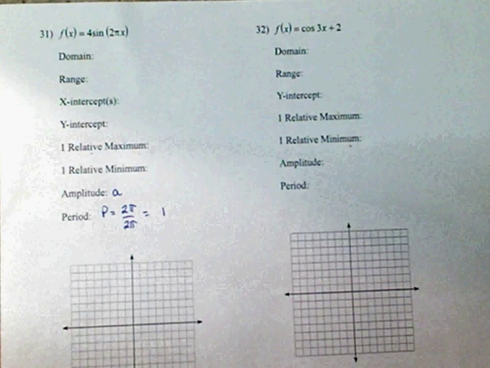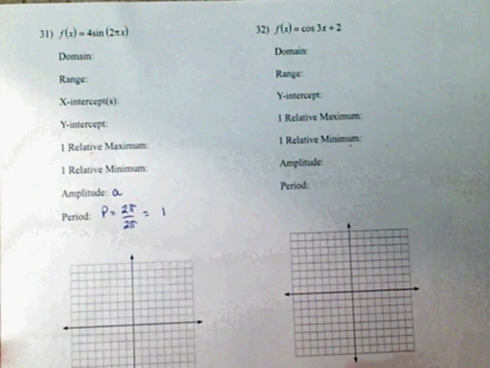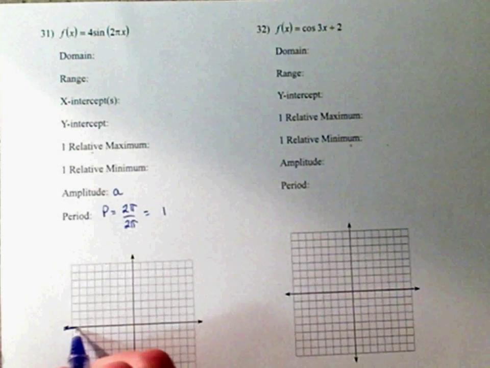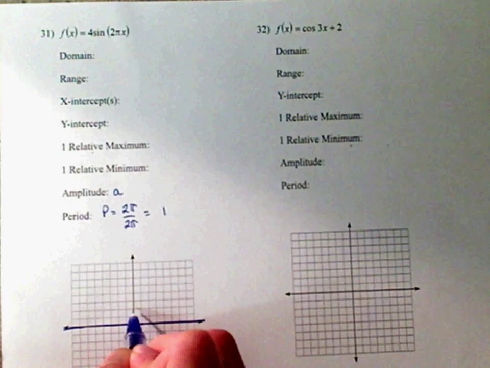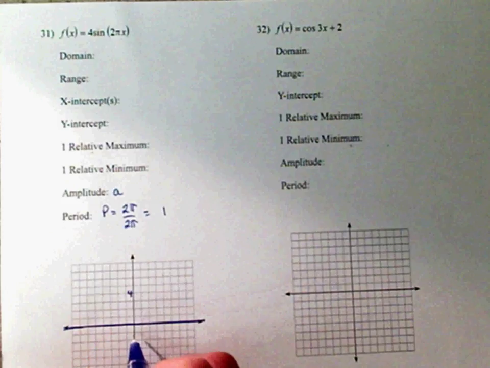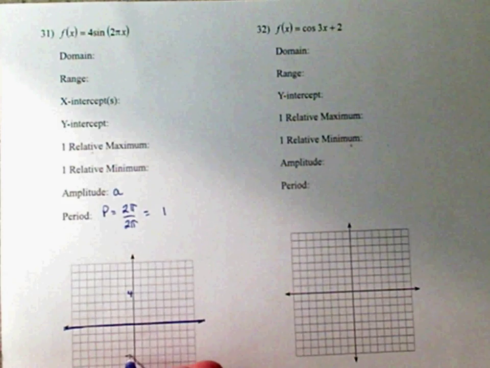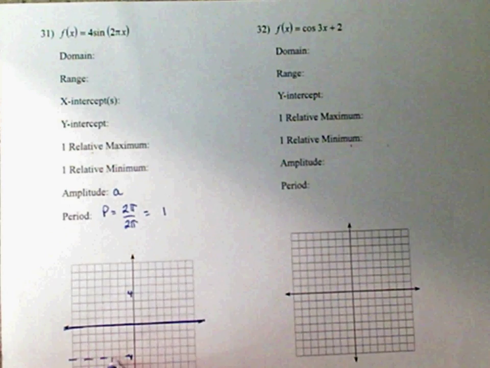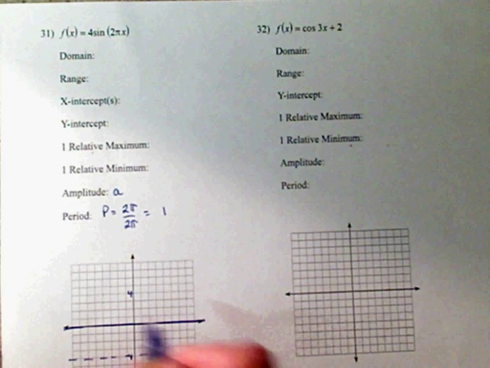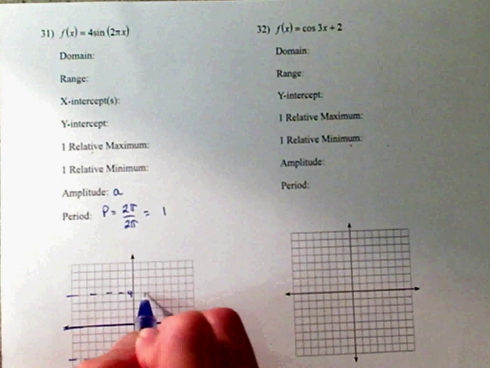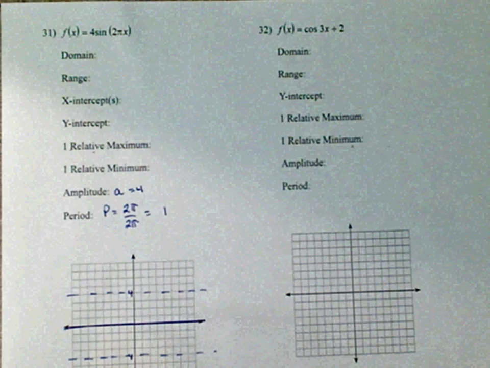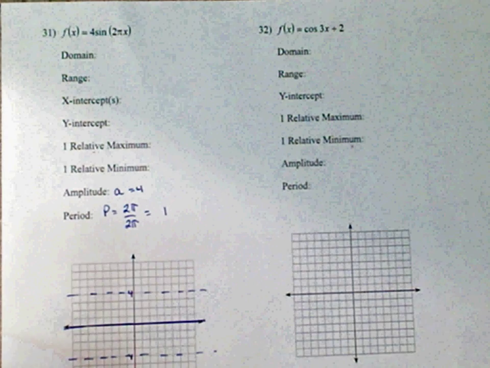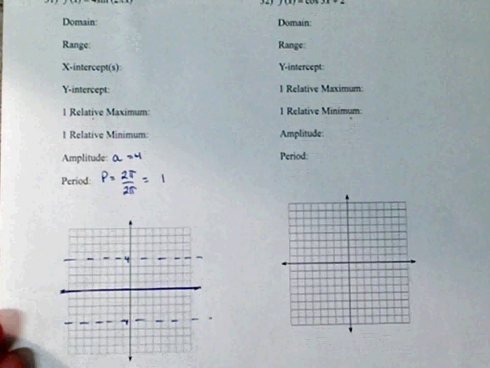There is not a vertical shift. So here is your midline, and I'm going to go up 4: 1, 2, 3, 4, and I'm going to go down 4: 1, 2, 3, negative 4. So there's your minimum and your maximum. My amplitude is 4. Now, before you fill out your domain and range and all that, let's go ahead and graph.